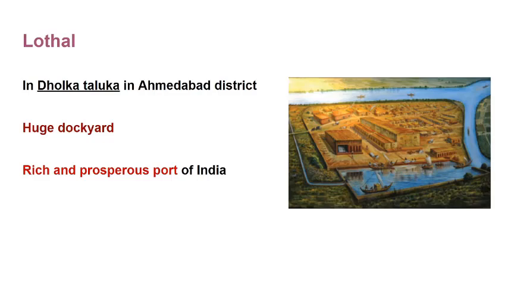Mohenjo-daro, Dholaveera, Lothal and Harappa are some of the most well-known examples of Indus Valley civilization, and they are known for their best town planning, drainage system, sanitary system and water management system. Now in the next video we will talk about Maurya art.